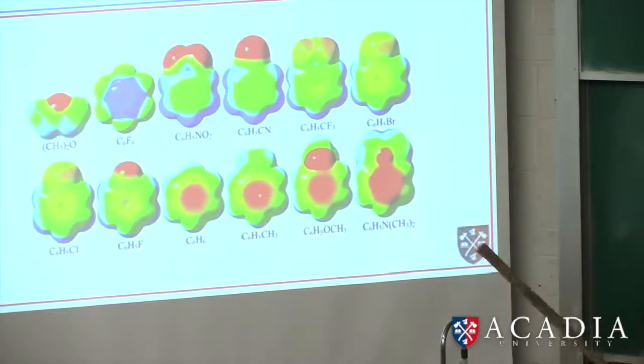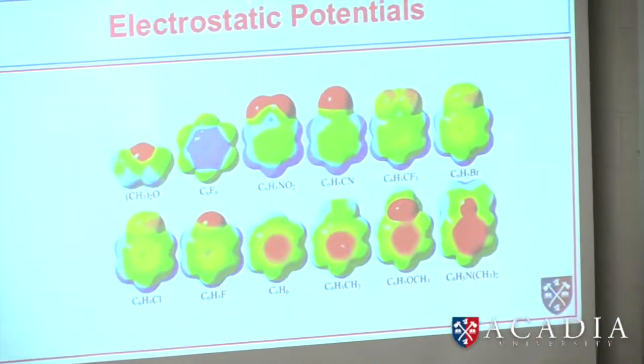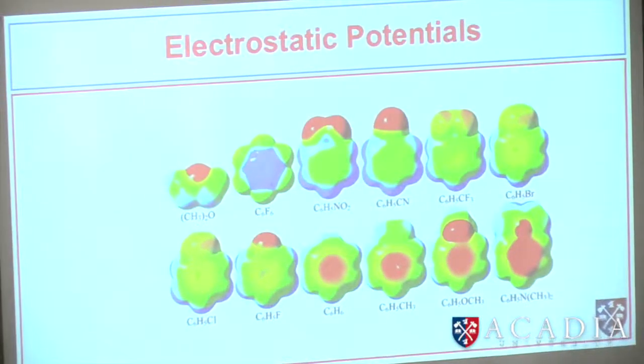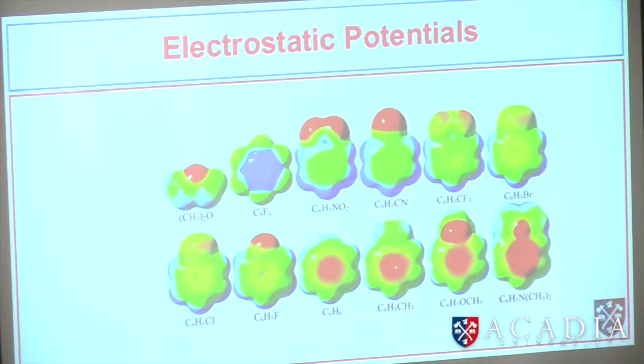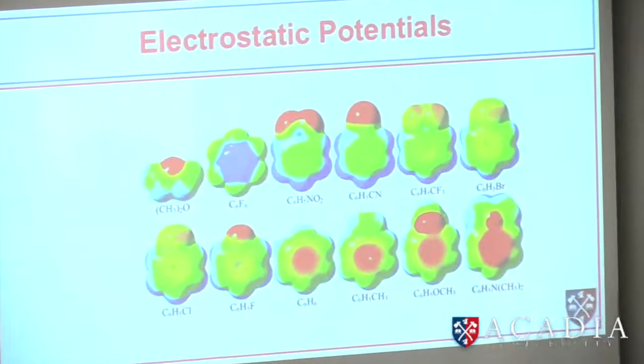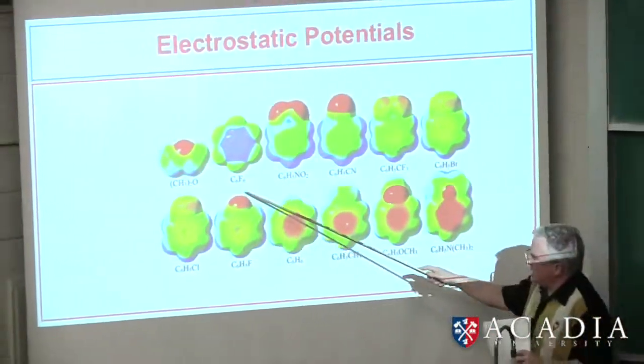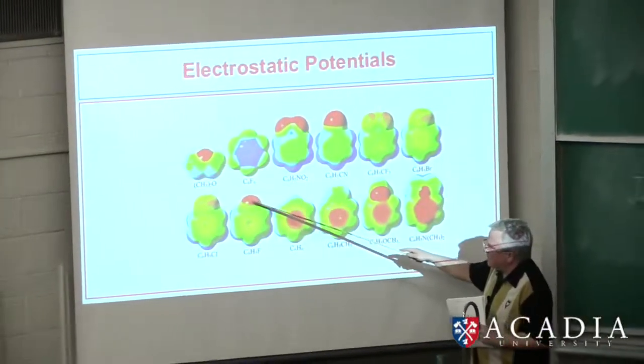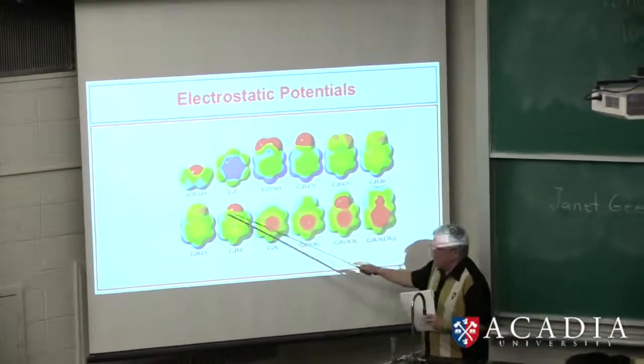Take a look at this and see if you can make sense of those electrostatic potential maps with what you know from electronegativities. So, you know that fluorine's very electronegative. Look, it's sucking up the electron density there, making these even more positive.